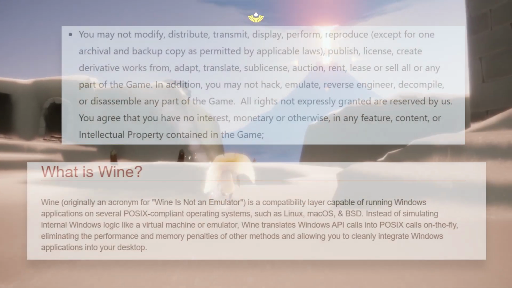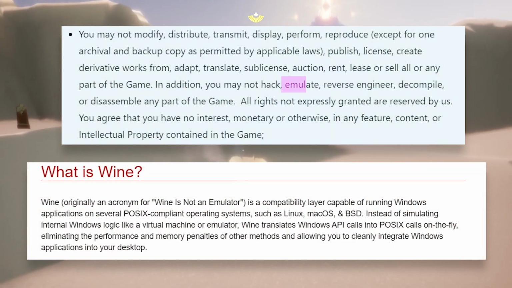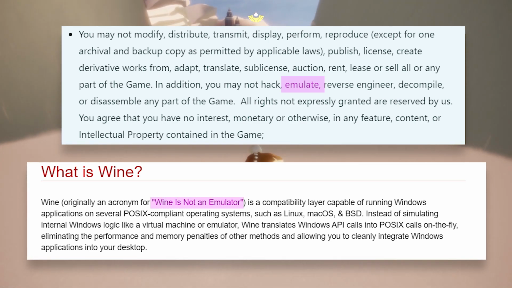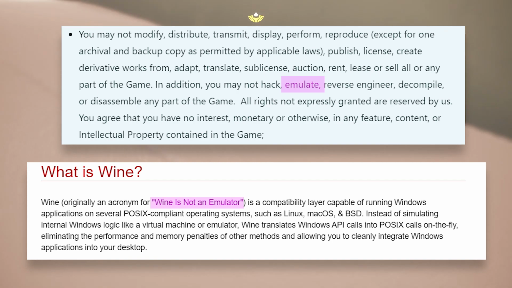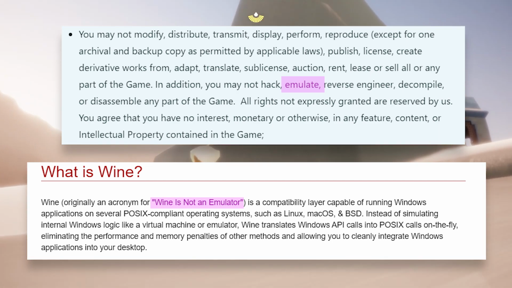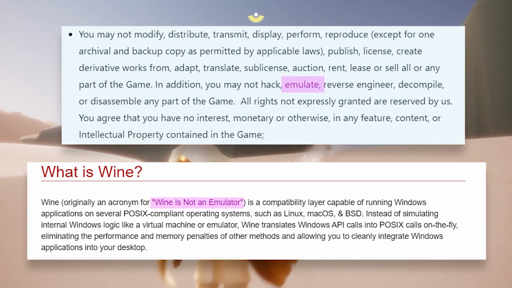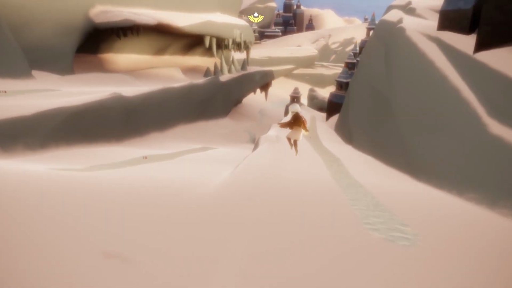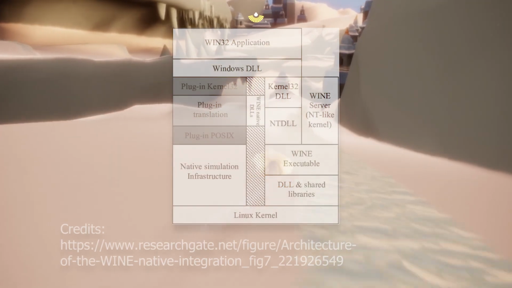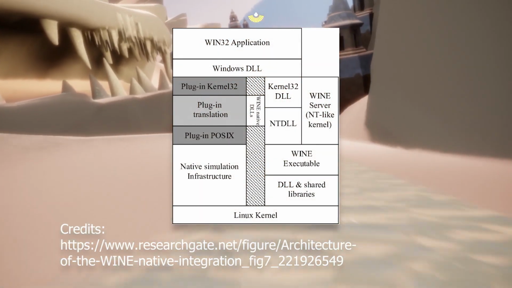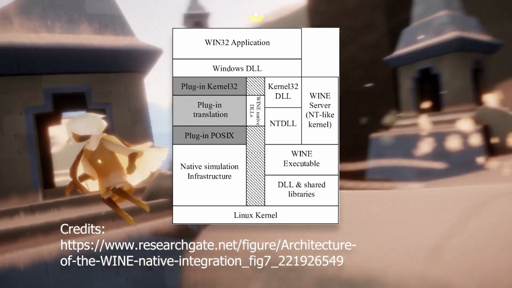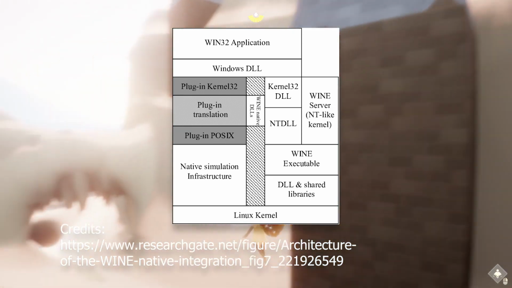Remember, Wine is not an emulator and neither is Proton. It's a compatibility layer that allows Windows applications to run on Linux by providing a translation layer for Windows API calls to Linux system calls. In other words, it helps Windows software run natively on Linux without the need for full hardware emulation, making it faster and more efficient in many cases.